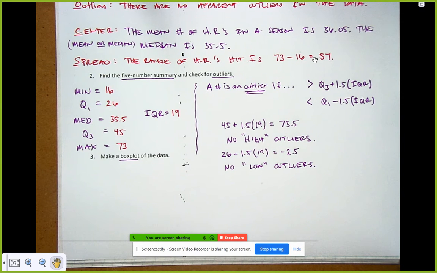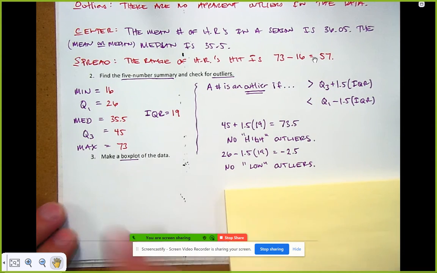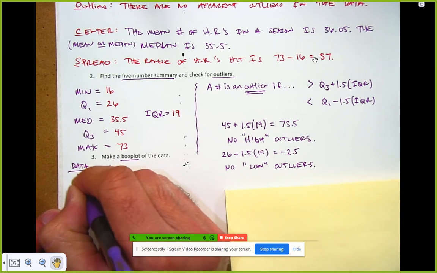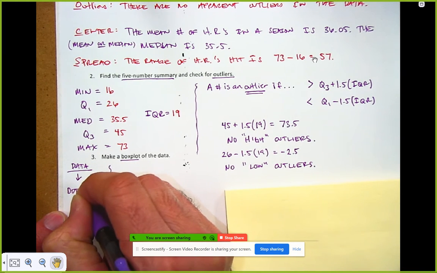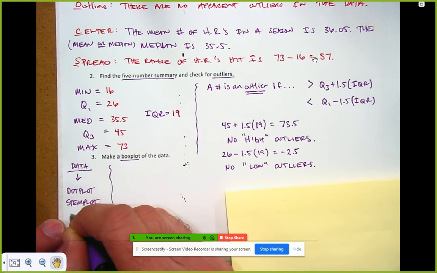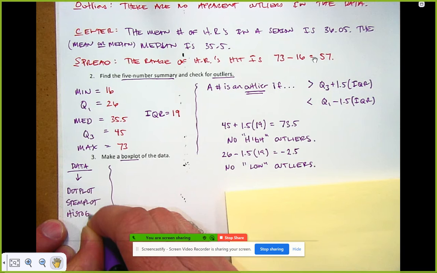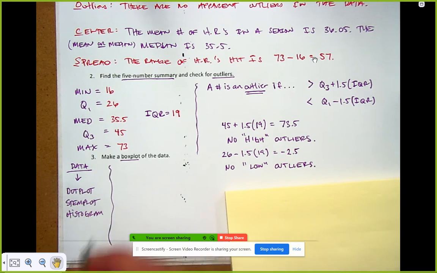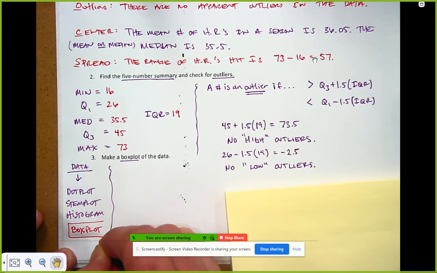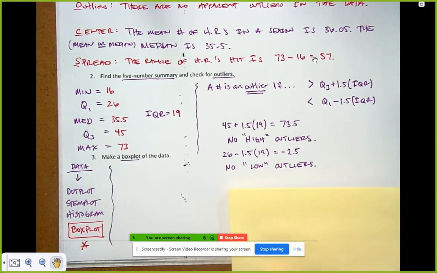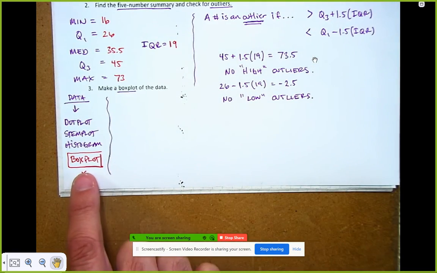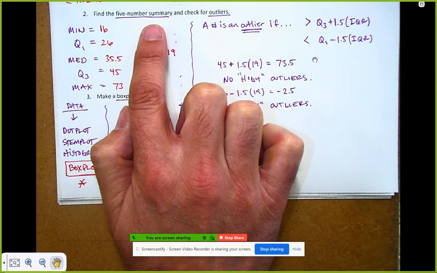Okay, so the last one. Just as a quick review here, you have data, and then you make graphs. So far we learned about a dot plot, we learned about a stem plot, we learned about a histogram. And now we are going to do a box plot. So this is a new way to display data. And the only way that you do a box plot is by using the 5-number summary.